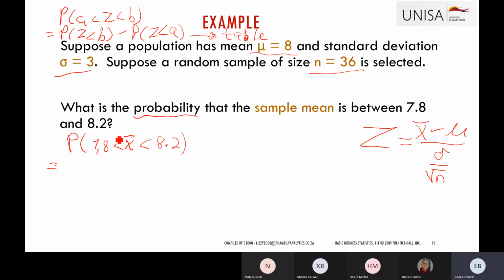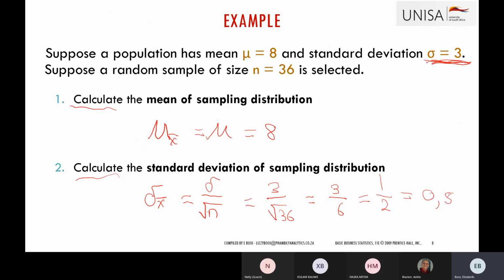I can do it outside. So let's first do the Z of 7.8. Knowing the formula, the sample mean is the one that is given in the question. So I can substitute the sample mean, subtract the population mean given in the statement, which is 8, divided by the standard error. Since we're using the same question, I don't have to calculate the standard error again.